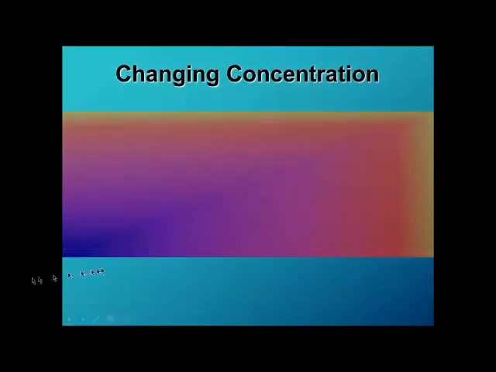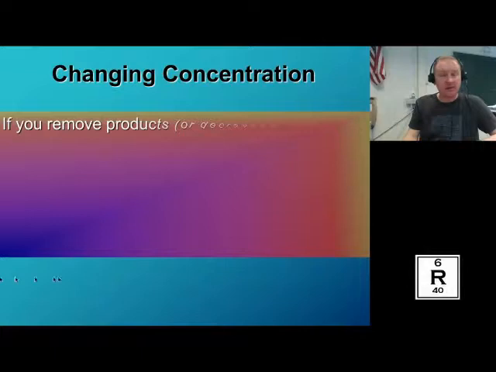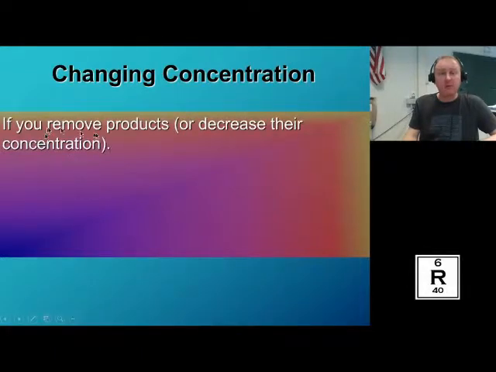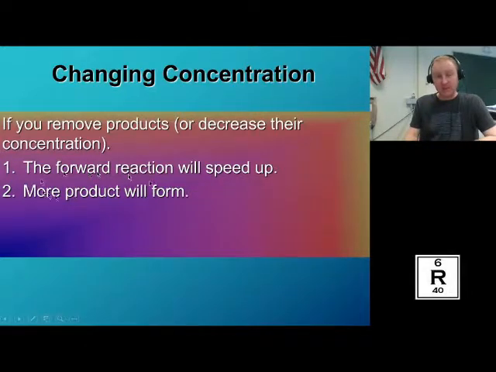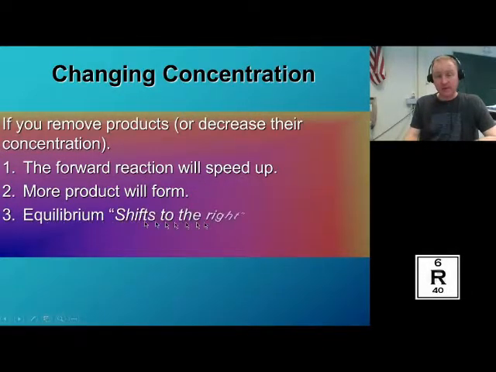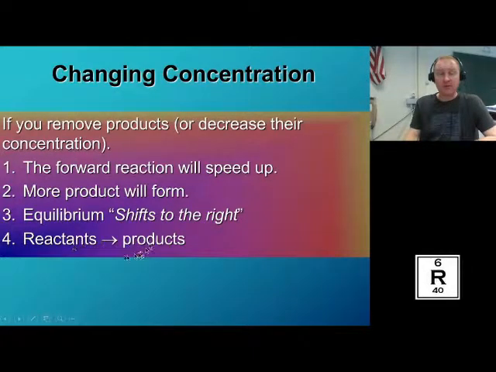Great. So there's another thing we can do here: what if we remove products? You can change concentration by adding reactant or adding product, but we can also remove things from an equilibrium system. So if we remove products or decrease the concentration of the products, the forward reaction will speed up to compensate for the loss of the products. This means more products will form, and the equilibrium is shifting to the right. The reactants are going to be forming products. So these are the things that are going to happen if you remove products.